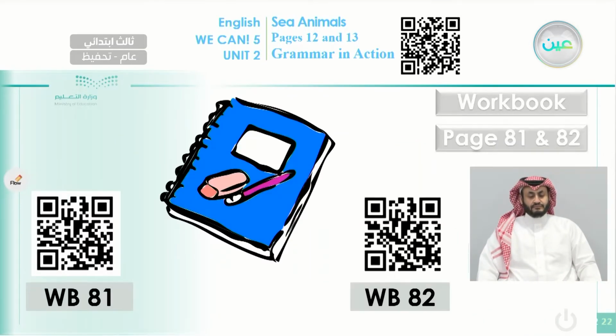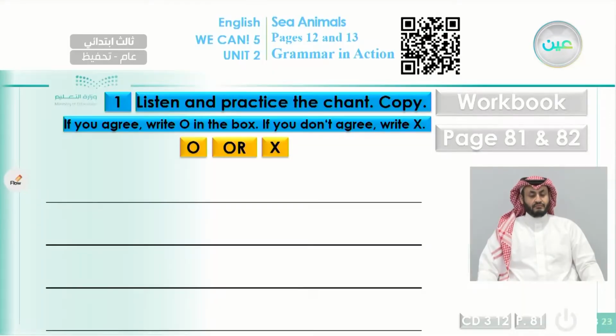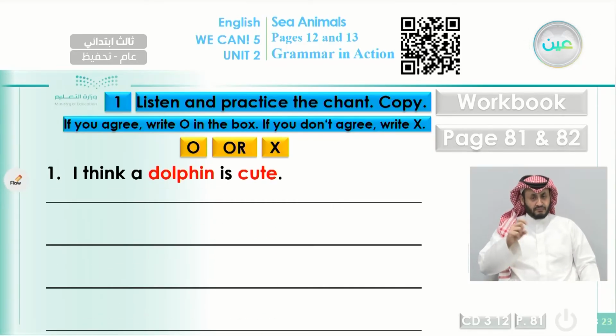Okay, now we move to the workbook, which is going to be on page 81, 82 in the grammar section. You listen and practice the chant, which is exercise number 1, and you need to copy. If you agree, write O in the box, and if you don't agree, you need to write X. If you like the opinion, or if you agree with the opinion, you write O. If not, you write X. Okay, now let's listen to your colleague reading these opinions.